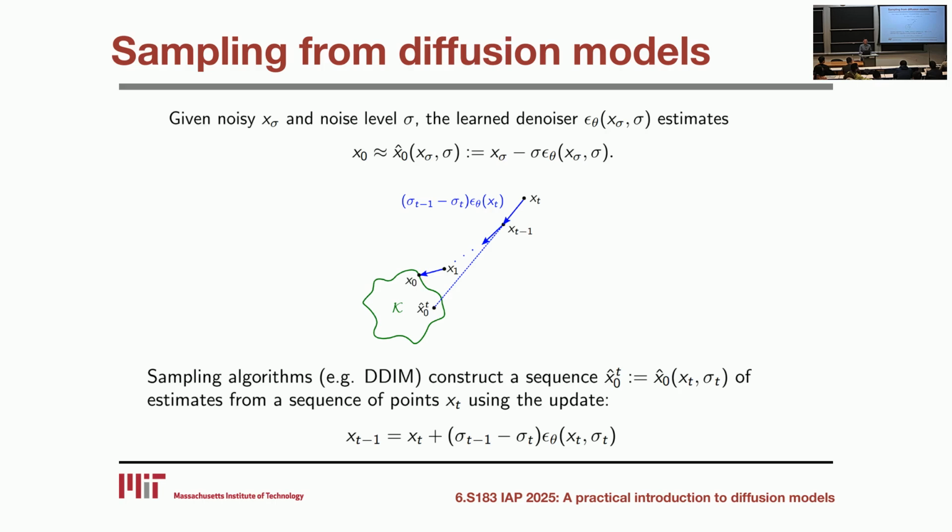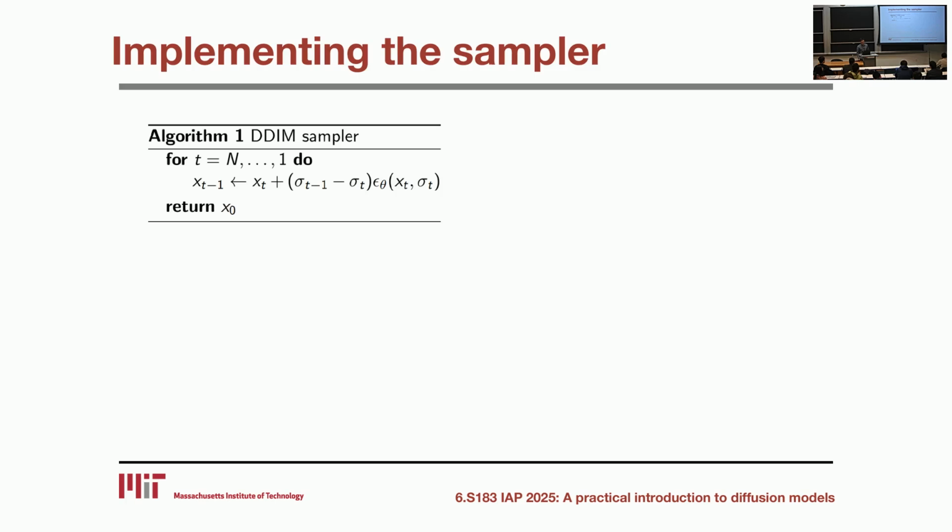And so here we presented a simple sampling algorithm. This is known as DDIM. How do we actually implement it? This is just the algorithm we showed just now. Very simple step: you call the denoiser, and then you take a step, and then you repeat for n times.